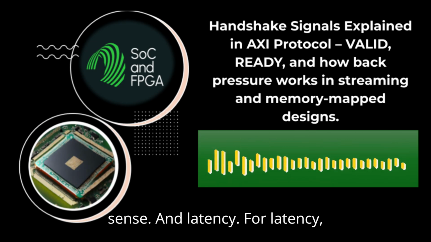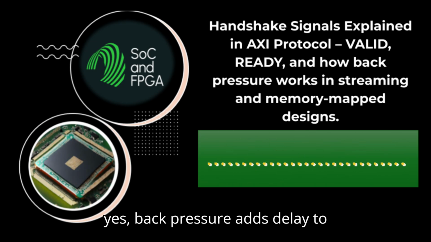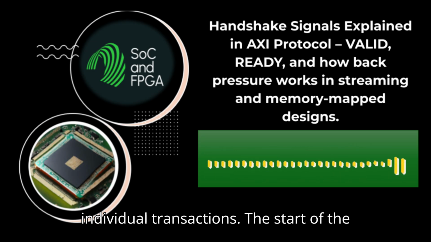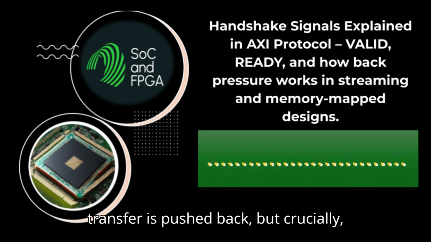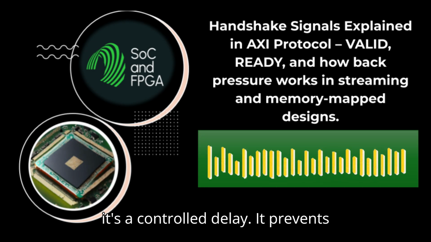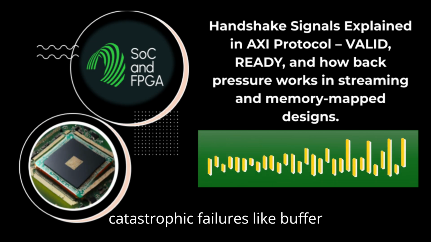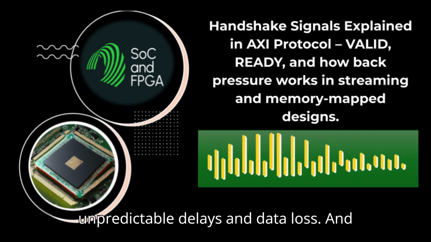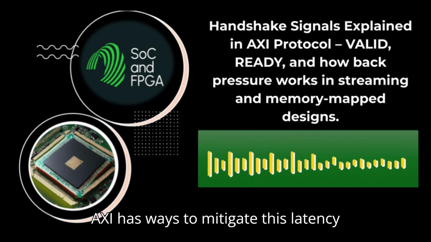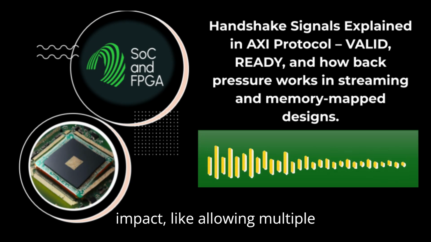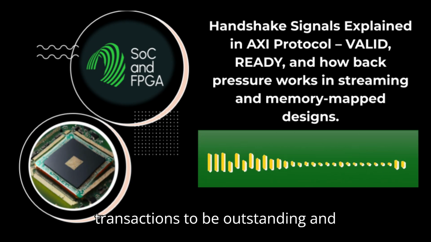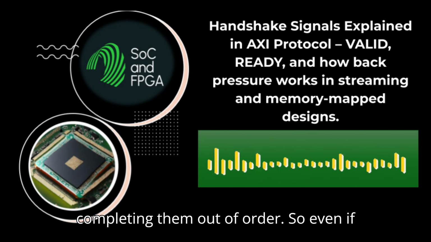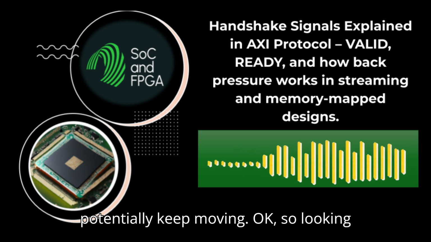And latency. For latency, yes, back pressure adds delay to individual transactions. The start of the transfer is pushed back. But crucially, it's a controlled delay. It prevents catastrophic failures like buffer overflows, which would cause much larger unpredictable delays and data loss. And AXI has ways to mitigate this latency impact, like allowing multiple transactions to be outstanding and completing them out of order. So even if one transaction is stalled, others can potentially keep moving.